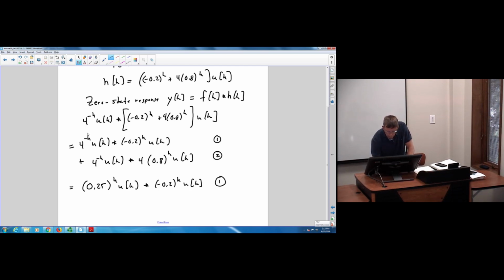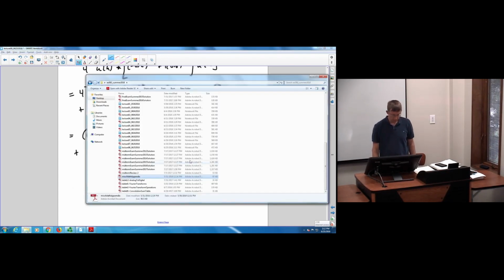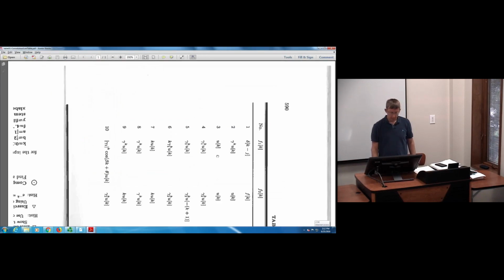So there's 1. The same thing's going to happen here, and this constant right here is 4. I can just bring it out in front of the whole convolution, right? Convolution is just a summation, so bring the 4 out front. So this is really 4 times 0.25 to the k u[k] convolved with 0.8 to the k. Okay, there's the second one. So the table I want to show you is table 9.1 from your textbook.